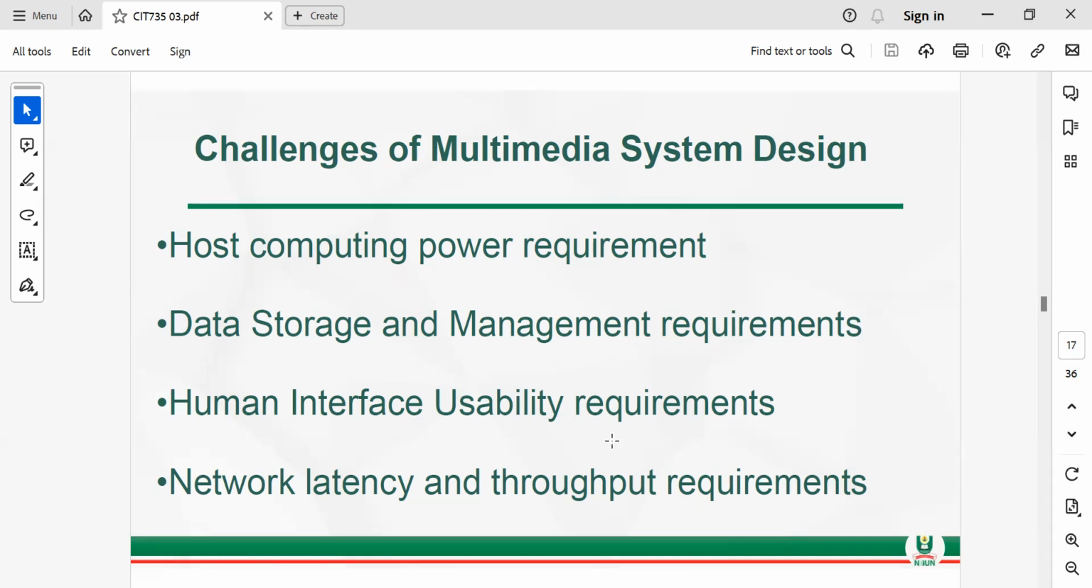Storage and management requirements are also there, and the human interface or usability requirements are there. Data storage and management requirements: how do you store the data? How do you manage it? You also have to think about that.